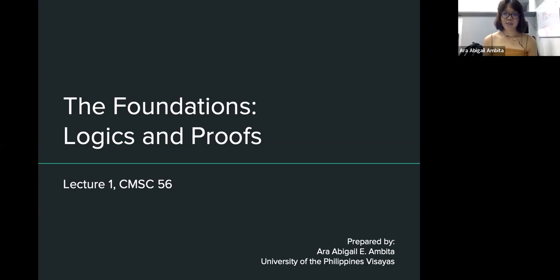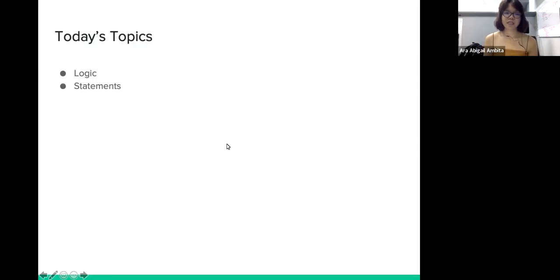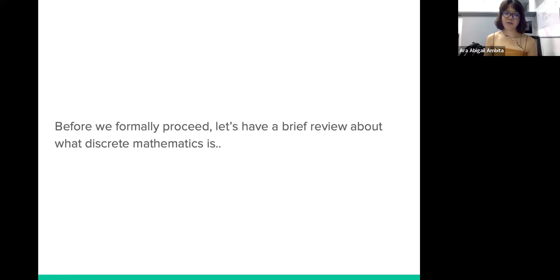Last week we met and discussed the class policies as well as a short introduction to what discrete mathematics is. Today, our topic is the foundations, logic, and proofs. Before we proceed to discussing the logic and statements or propositions, we are going to have a short review about what discrete mathematics is.